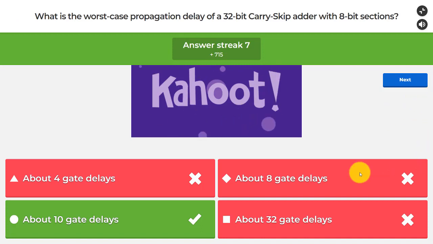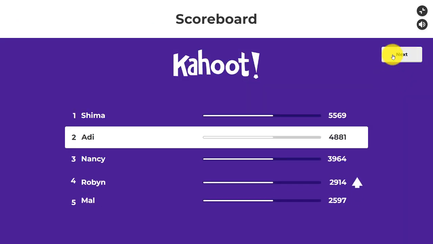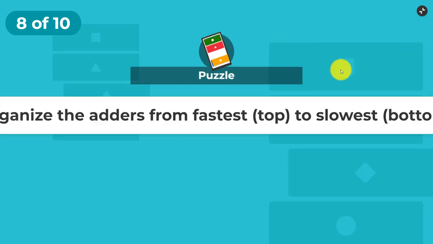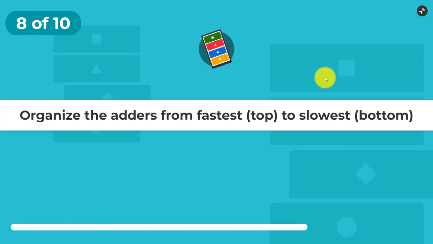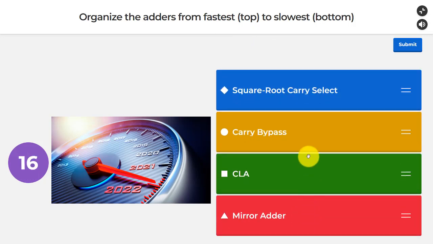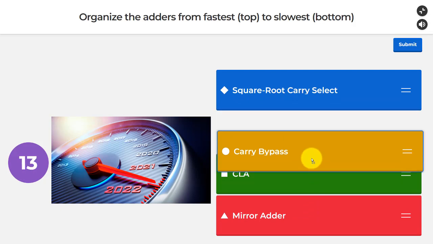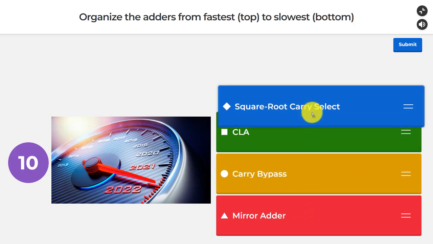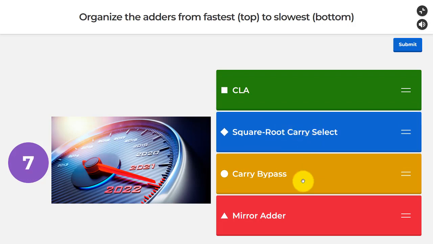Okay, and so that leads us to our next question over here, where we're going to have a puzzle. We're going to organize the adders from the fastest at the top to the slowest at the bottom. And we have the mirror adder, the square root carry select adder, the carry bypass adder, and the carry look ahead adder. And we pretty much already saw over here that the mirror adder is really the slowest of all of those. Then we have the carry bypass, which we saw over here. And we're going to see in a minute that this square root carry select is a bit faster than the carry bypass. At the top we have the carry look ahead adder, which is the fastest adder we know how to make.